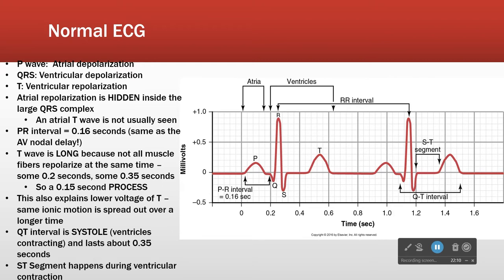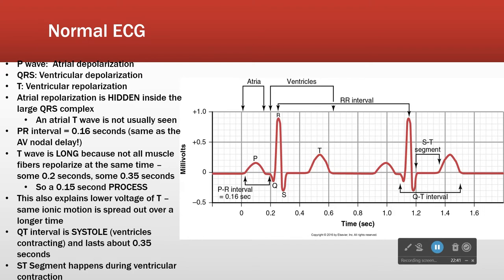The QRS, then, is ventricular depolarization, all right? And what follows that is going to be ventricular contraction. All right, so you might be wondering, well, where is atrial repolarization? Shouldn't we see that? Yes, we should see that, but we don't. And the reason we don't is because atrial repolarization is happening at the same time as ventricular depolarization is.